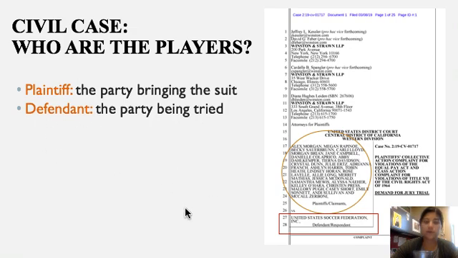And then the defendant is the party being tried. So you can see here listed as defendant is the U.S. Soccer Federation. So again, civil case, plaintiff is the party bringing the suit, defendant is the party being tried.